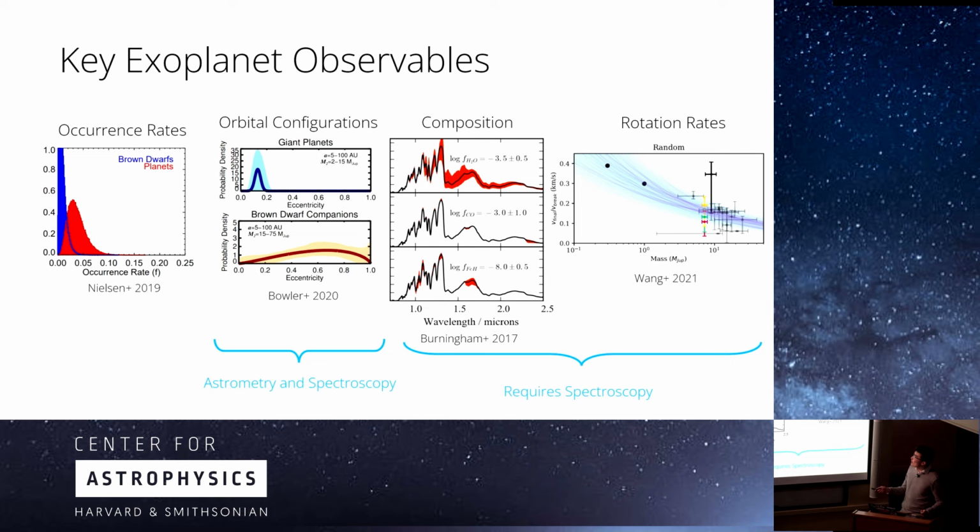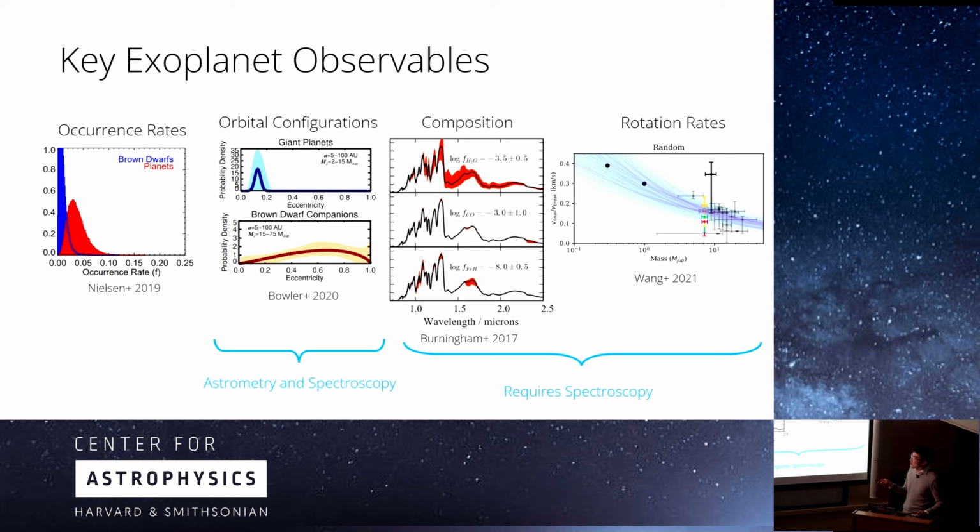But instead, we also can look at other aspects. We can look at their orbital configurations. We can look at how eccentric giant planets are versus how eccentric brown dwarf companions are. And we're finding that these two eccentricity distributions are different and that giant planets prefer more circular orbits than brown dwarfs. We can look at their compositions. Because we can directly image them, we can obtain spectra. And we think that with core accretion, you should form more metal-rich planets. They should have compositions that are different from the star because of how they preferentially accrete certain things.